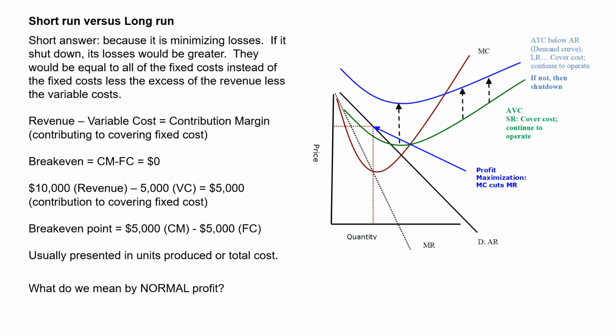So if you're starting out with $10,000 revenue minus your variable cost of $5,000 per unit produced, then your CM, or your contribution margin, is $5,000, just the difference between the two. So the break-even point is where the $5,000 contribution margin is the same, if you will, as that $5,000 fixed cost. So this is usually represented in units produced or total cost.